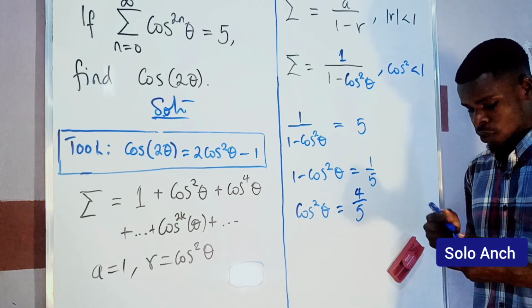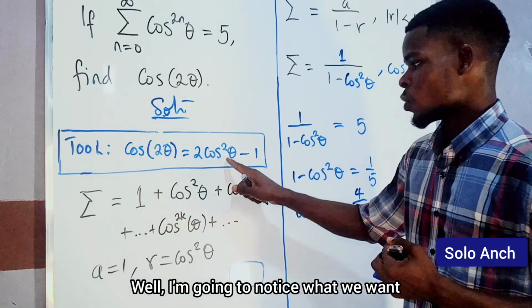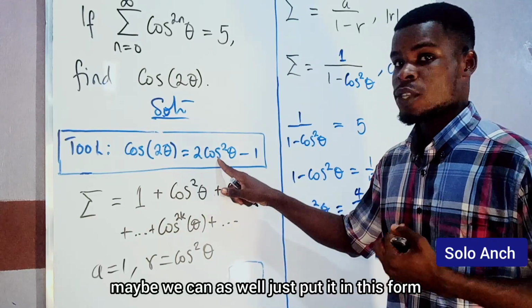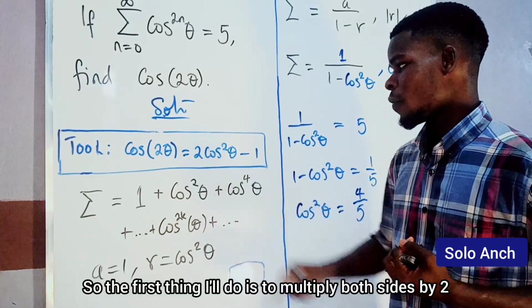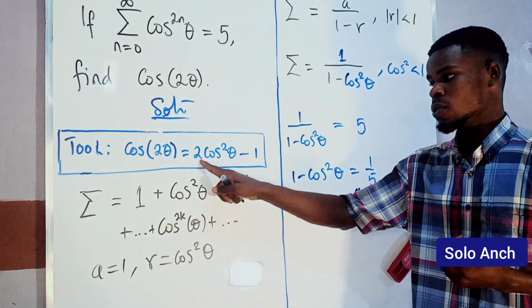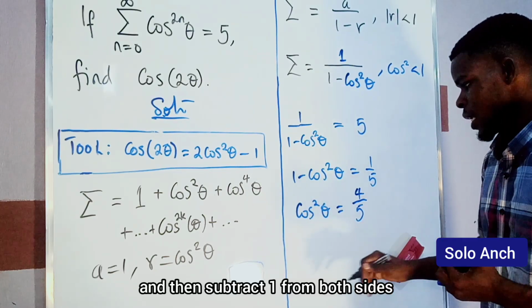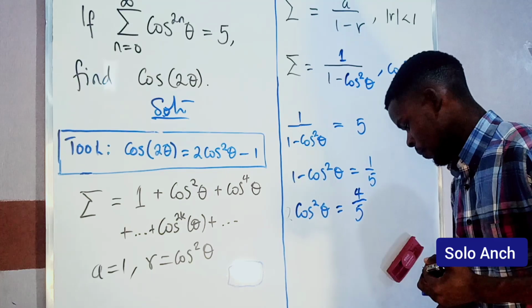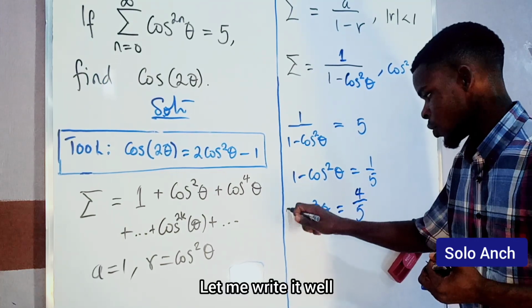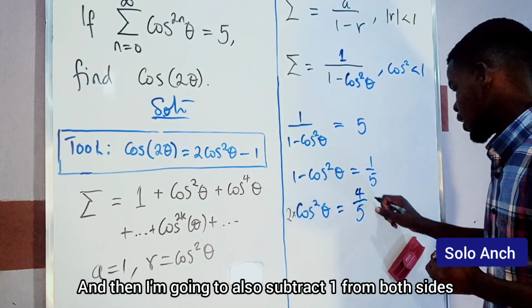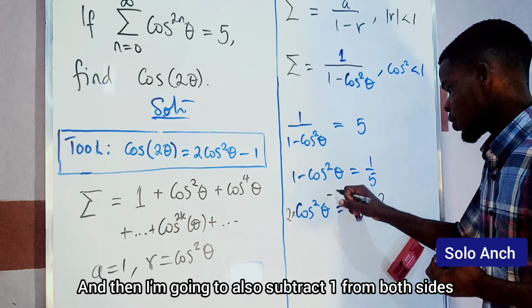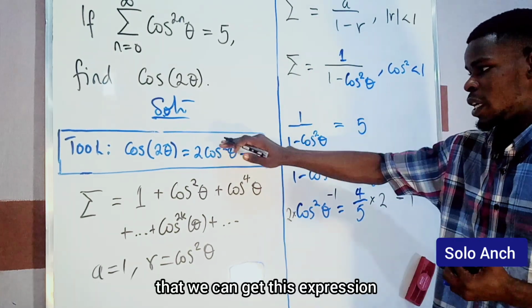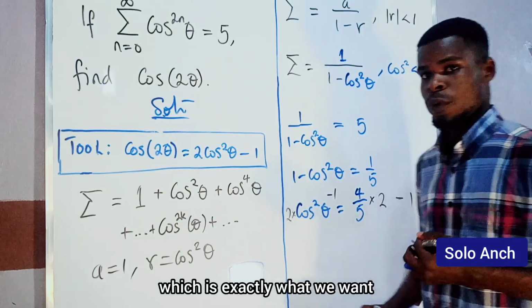So what next? I'm going to notice what we want. Since we want to find out what the value of cosine of 2 theta is, maybe we can just put it in this form. The first thing I'll do is to multiply both sides by 2 and then subtract 1 from both sides. So I'm going to multiply this by 2, and I'm also going to subtract 1 from the left hand side and subtract 1 from the right hand side so that we can get this expression, which is exactly what we want.